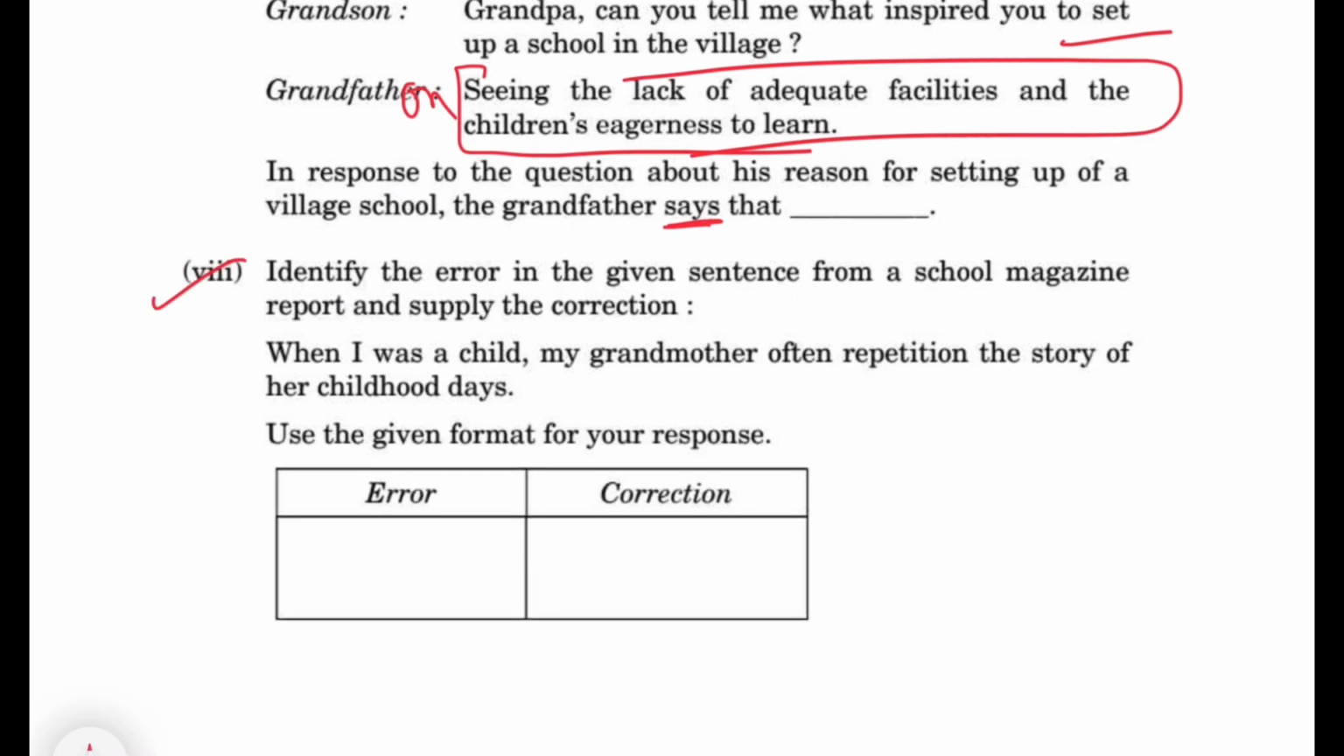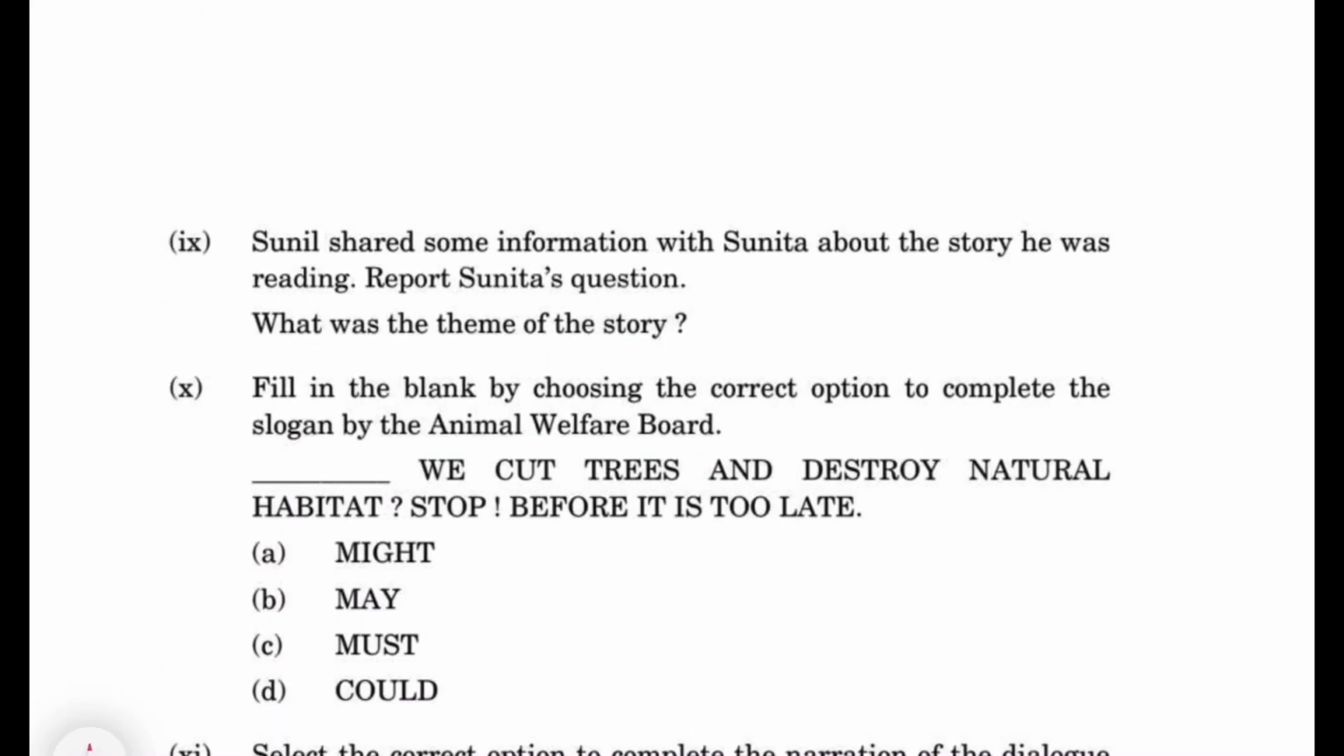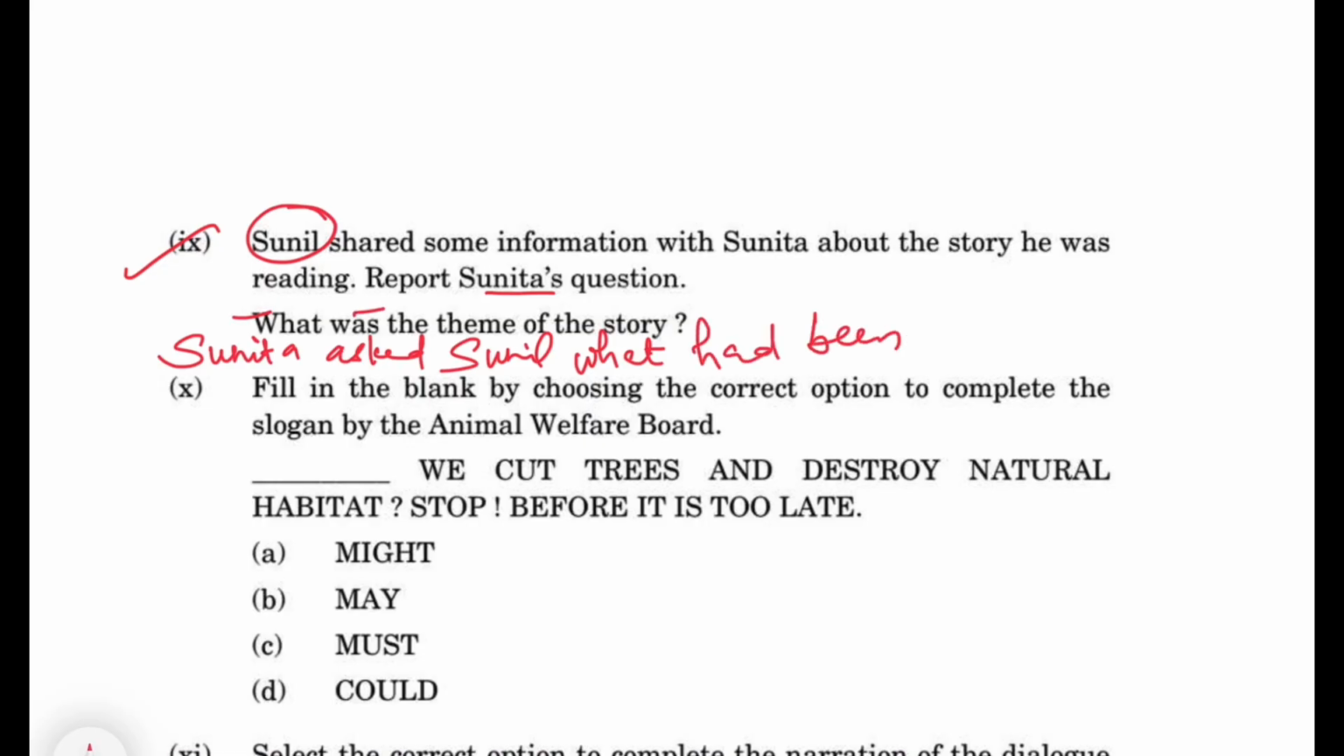Next one is: when I was a child, my grandmother often repeated. Repetition is the error, repeated is the correction. Then next is report Sunita's question. Sunita is talking to Sunil. Sunil shared some information. Then Sunita asked Sunil what had been the theme of the story. Was changed into had been.